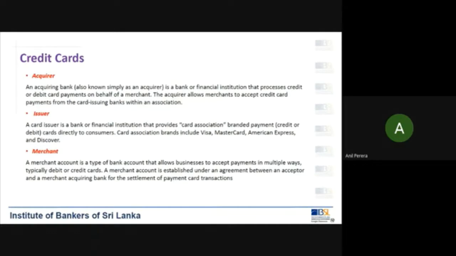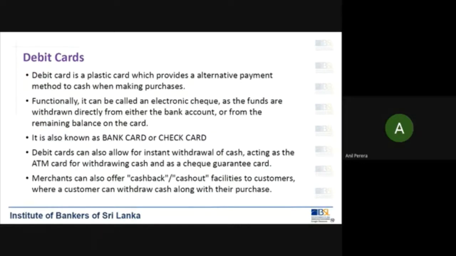Merchant is who is selling the goods and services and accepting the payment. The merchant account is a kind of bank account that allows a business to accept payment in multiple ways. It is established under an agreement between the acceptor and the merchant acquiring bank for the settlement of the card transactions. So these three parties should be there to complete a credit card transaction.